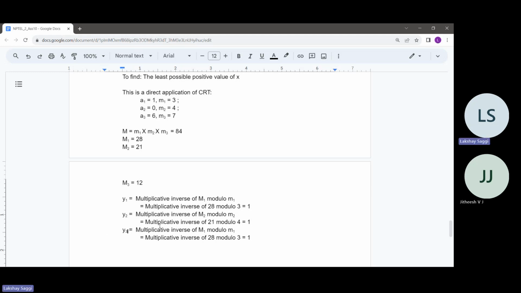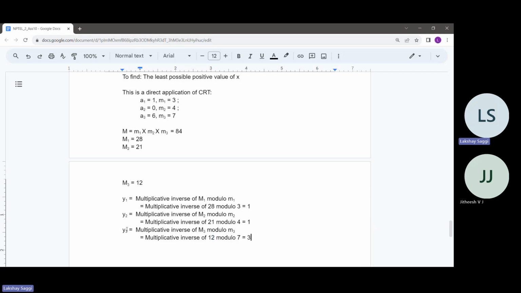So the value for y3 will be the multiplicative inverse of M3 modulo small m3. Capital M3 was something like 12 and small m3 was something like 7. So what's the value of the multiplicative inverse of 12 modulo 7? It will be, I believe, this will be 5, 10, 15. So it will be something like 3. And how do I know? Because 12 times 3 is 36 and 36 is 1 mod 7.